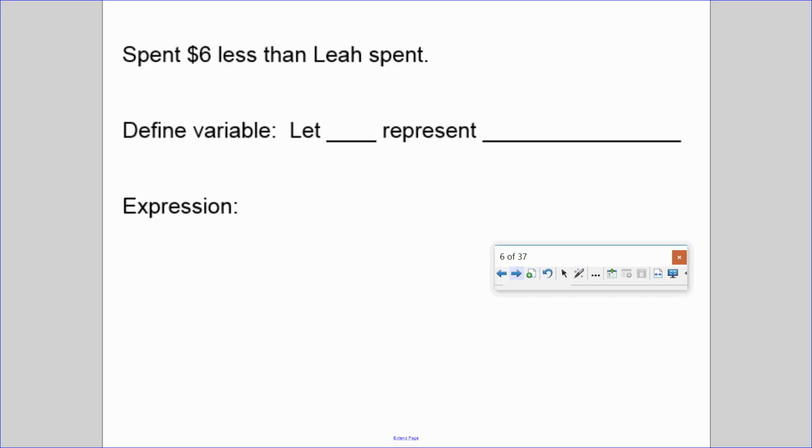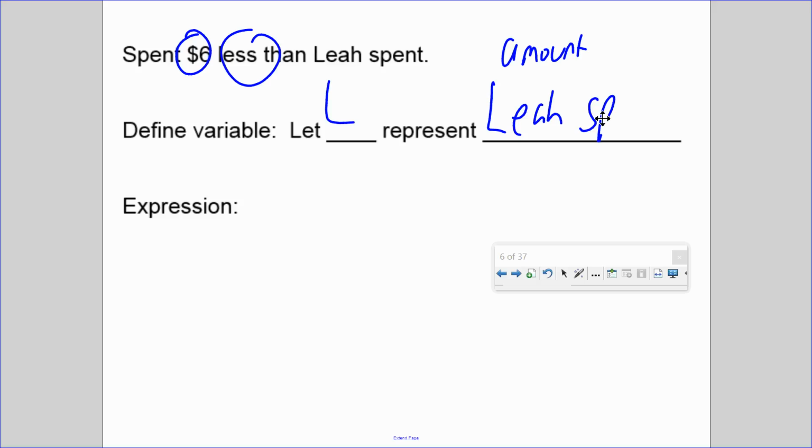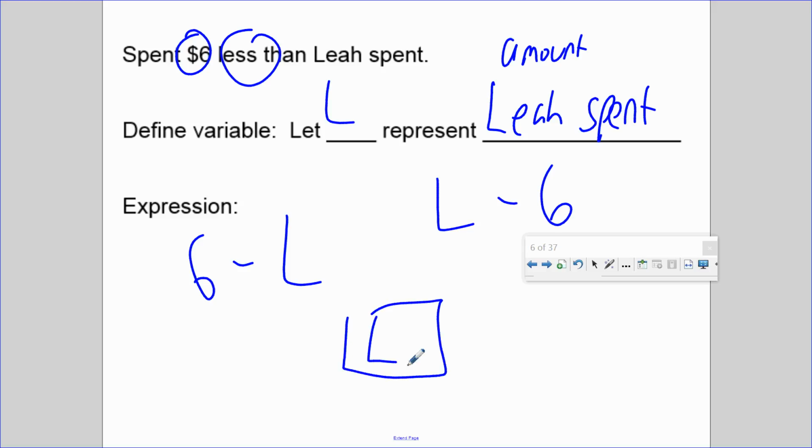Spent $6 less than Leah spent. Do we know what the missing ingredient is? Do we know how much Leah spent? No. Let L equal the amount Leah spent. We know someone spent $6 less than what she spent. So is it 6 minus L or L minus 6? Which one makes sense? So this is Leah. We spent 6 less than what she had. So we're taking away 6 from her. So L minus 6 will make sense. Leah has this amount of money, and we spent $6 less than what she has.